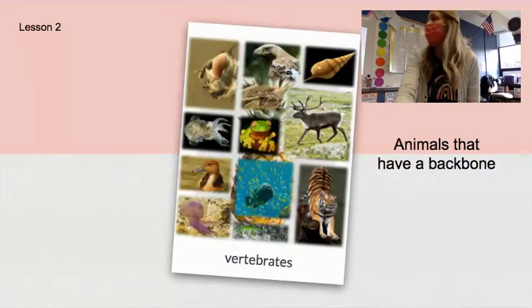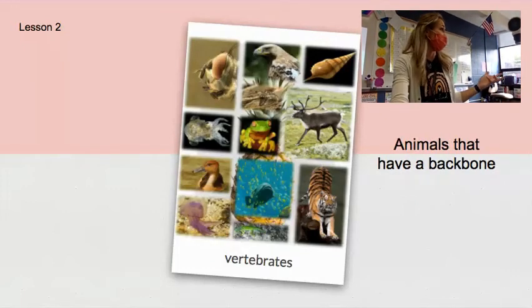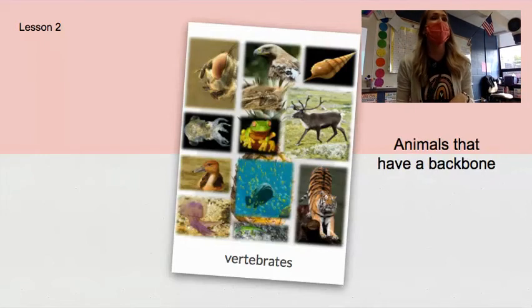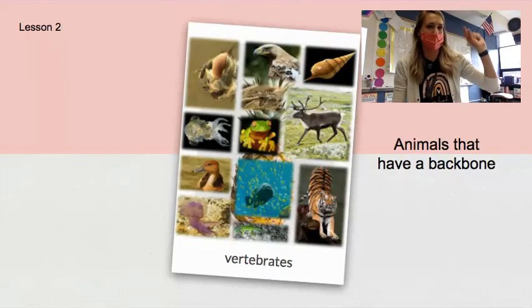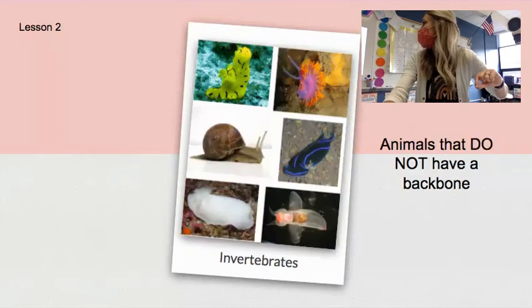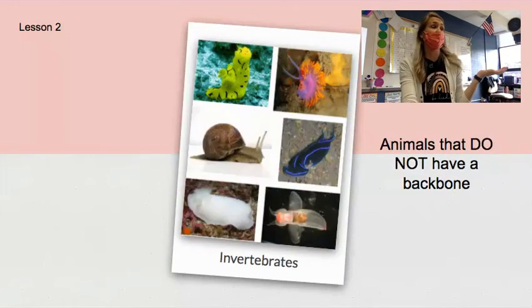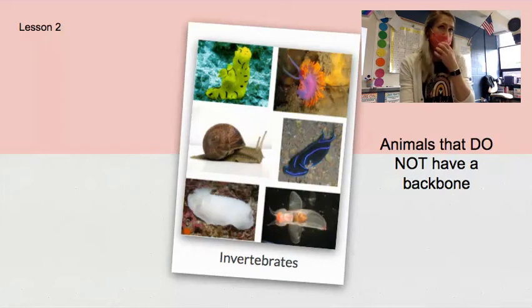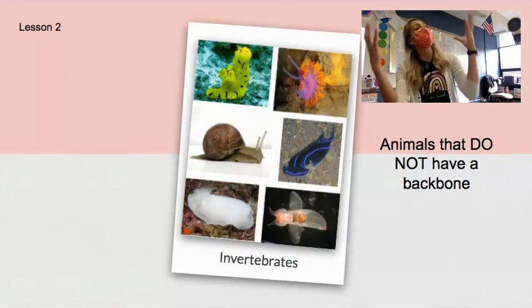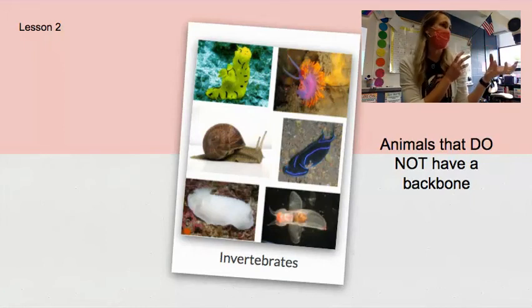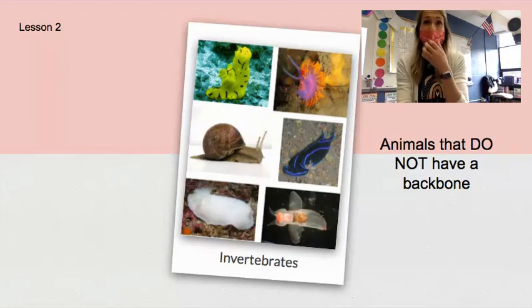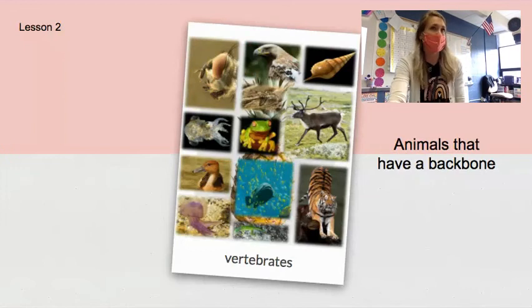And then we have vertebrates. We already talked about vertebrates a little bit, right? Vertebrates are going to be animals that have a backbone. And last but not least, we have invertebrates. Invertebrates are animals that do not have a backbone. This is going to be the biggest categorization underneath animals because there are a lot more animals that do not have backbones than animals that do have backbones.